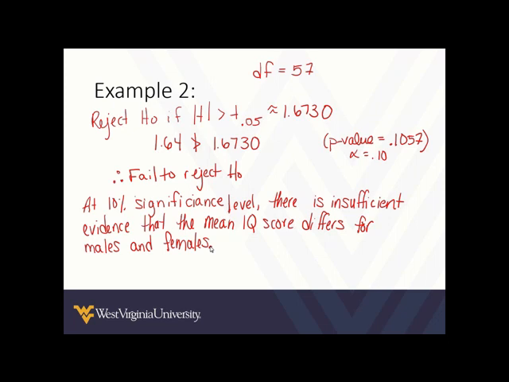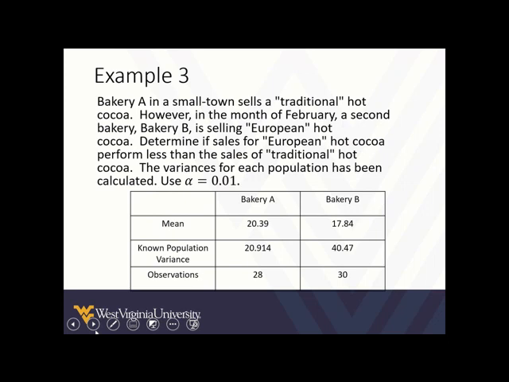We can now move on to our third example. After that, we're going to move on to talk about confidence intervals. So for our third example, Bakery A in a small town sells a traditional hot chocolate. However, in the month of February, a second bakery, we'll call this Bakery B, is selling European hot chocolate. Determine if sales for European hot chocolate perform less than the sales of traditional hot chocolate. We will assume that the variances for each population have been calculated, and we are going to use the alpha level at the 1% level.